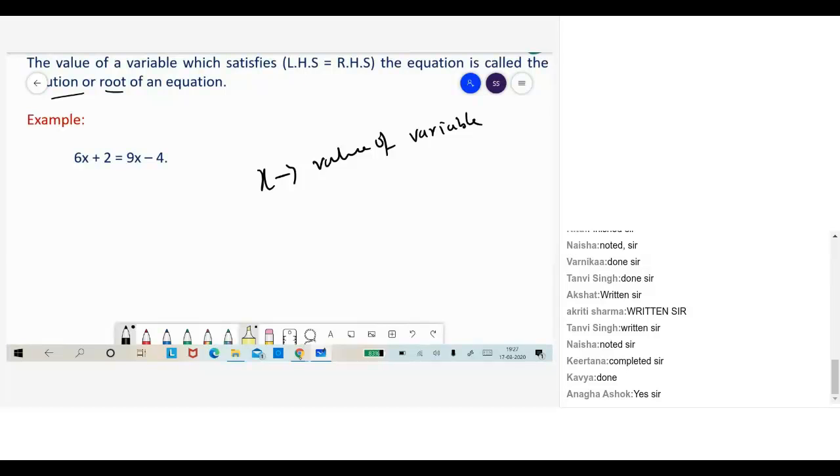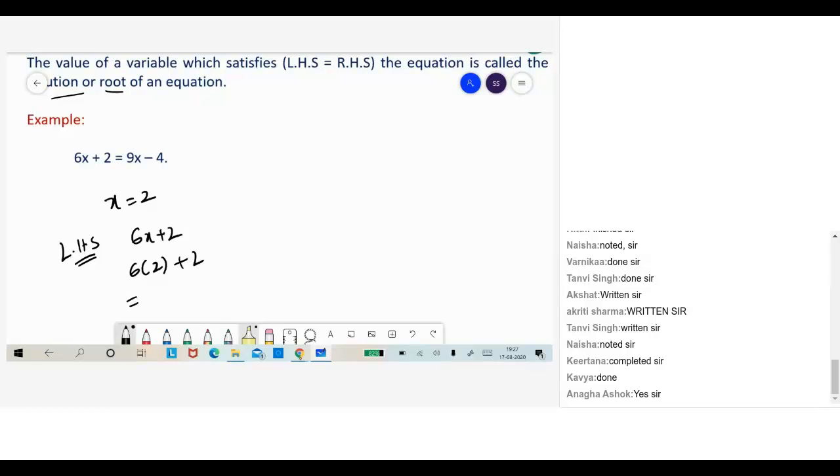That value of the variable should satisfy both your LHS and RHS. Clearly, if you understand what value of x will satisfy it, just check. Everyone? Sir, 2. Exactly, it is 2. Let's put x is equal to 2 and talk about the LHS. Your LHS is 6x plus 2. Put x is equal to 2, so this is 6 into 2 plus 2. 6 into 2 is 12, and 12 plus 2 is 14. That is your LHS value.